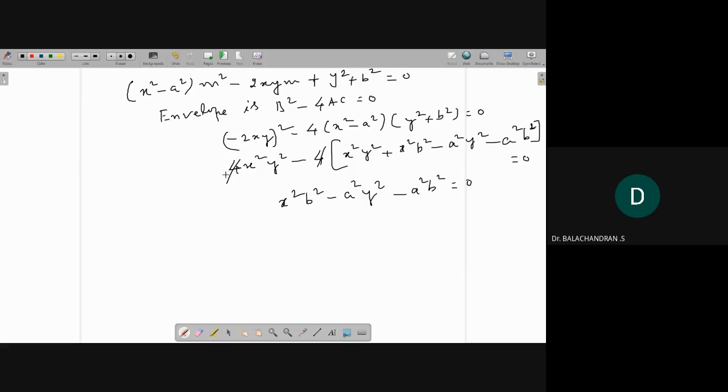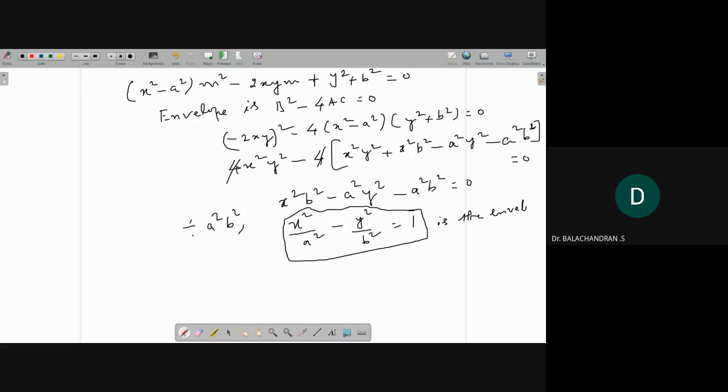So first I am dividing throughout by 4. After dividing, you can cancel x square y square minus x square y square. After that, I am going to throughout multiply by minus 1. So x square b square minus a square y square minus a square b square. Okay, I got this. Now throughout divide by a square b square. So we have x square by a square minus y square by b square minus 1 equal to 0, or equal to 1. So this is an equation of hyperbola, which is the envelope of equation number 1. So that is the given problem. Okay.